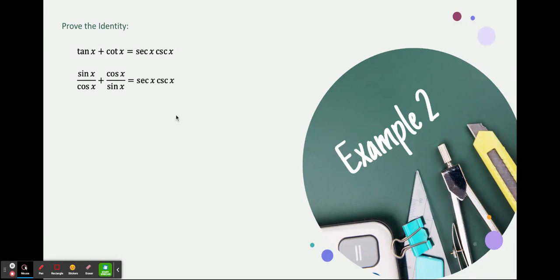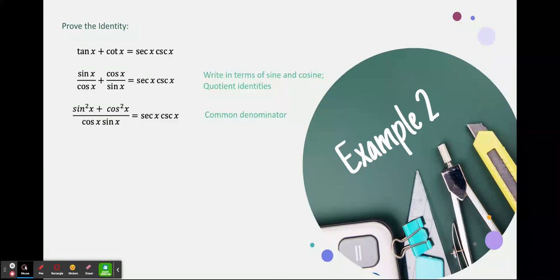So you can see tangent is equivalent to sine over cosine, and cotangent is equivalent to cosine over sine. That's based off of writing in terms of sine and cosine and using your quotient identities. We can now find a common denominator by multiplying the first fraction by cosine over cosine, or sine over sine, and the second fraction by cosine over cosine. That yields sine squared plus cosine squared over cosine x sine of x.